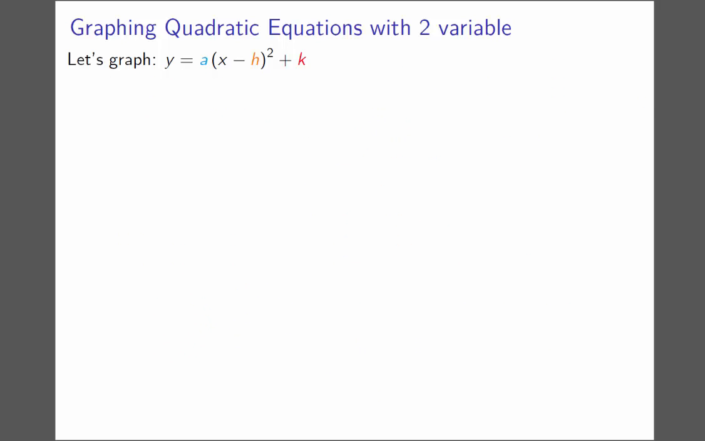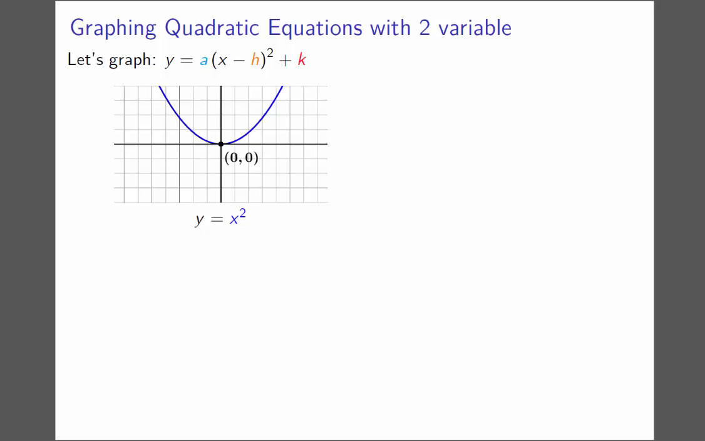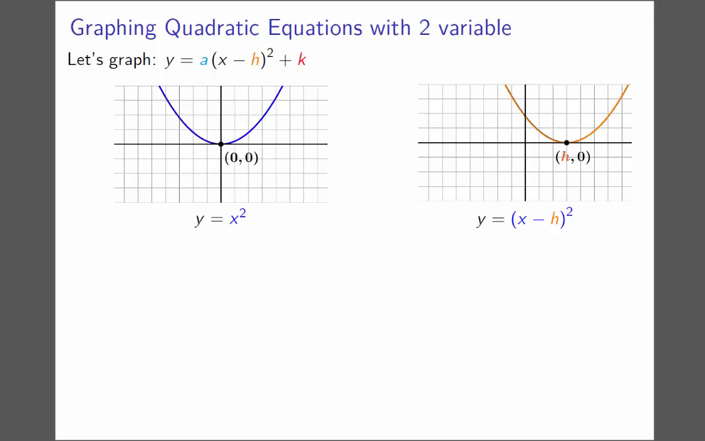To graph this function, we'll start with the basic equation y equals x squared, which gives the basic graph of a parabola with bottom point at the origin 0, 0. Now the first move we make is replacing x with x minus h. This will cause a horizontal shift by h, moving our lowest point from 0, 0 to h, 0, because we move by h in the x direction.